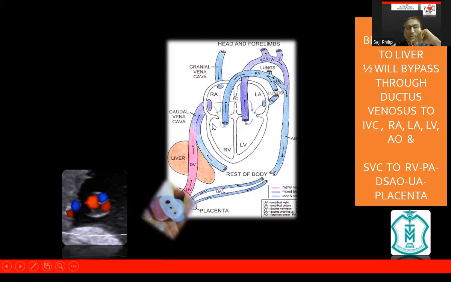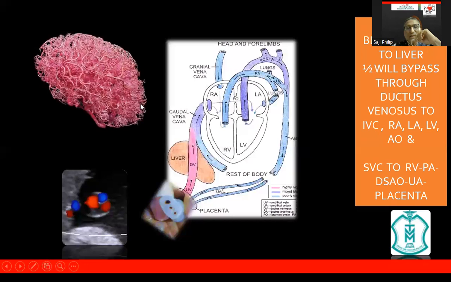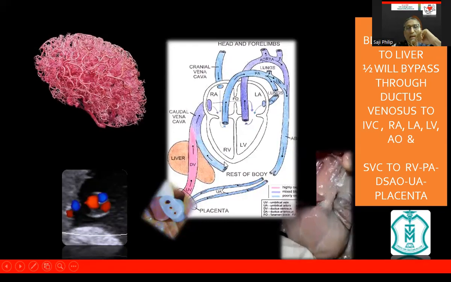Why? Because the IVC valve created is a flappy valve, the eustachian valve, that will flap the blood from the RA to the LA to the LV, and then it supplies the two very vital organs, the brain and the heart. Half of the blood will bypass through the ductus venosus, half will go into the liver. Whereas the SVC carries less oxygenated blood going to the RV and to the PA, ductus arteriosus, and the lower part of the body, and then returns to the placenta.